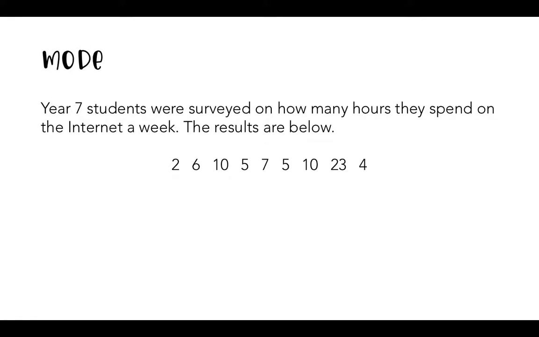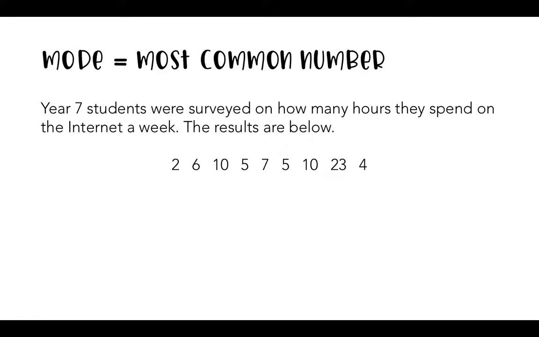Okay. Mode. What does mode mean? Mode is the most common number. So the one that occurs the most. Now, we'll look at that same data about the amount of time spent on the internet, and we want to find the modal times, or the most common times.